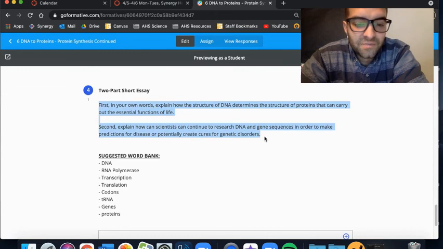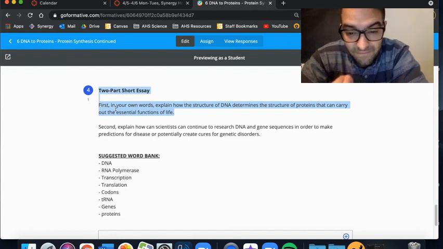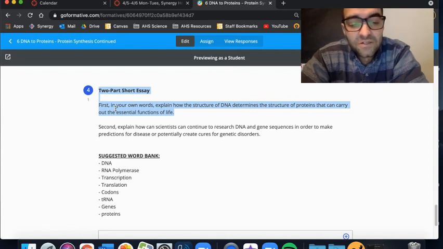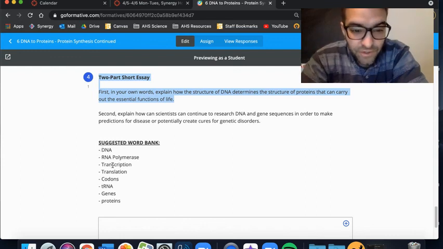Please take your time, especially in this first part. This is specifically from the learning target. From my perspective, I can look at this to help determine whether students are getting the learning target or not, so please make sure you do a good job on this. I gave you a suggested word bank. If you're doing a really good explanation, at least in my head, you should be using these terms from our learning so far.